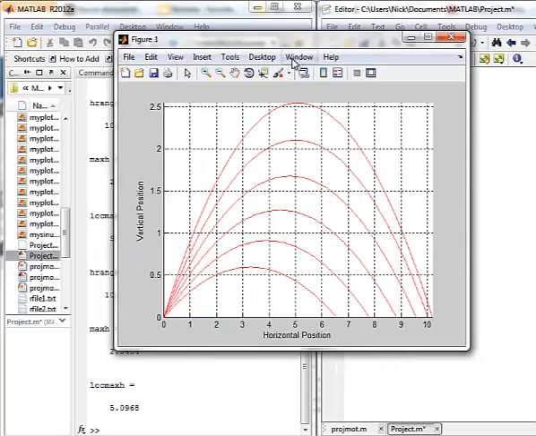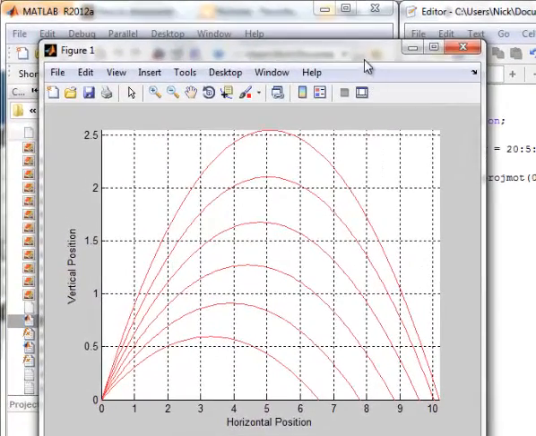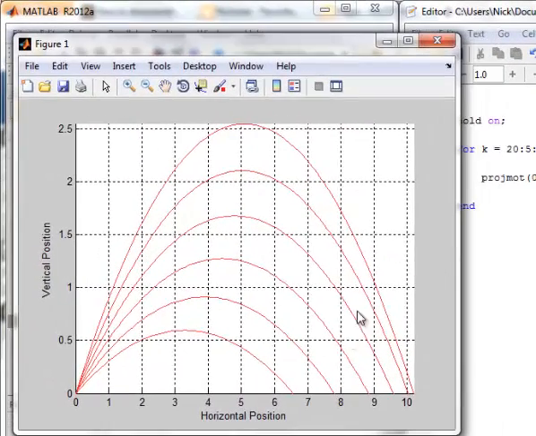So this is a graph of all of the different projectile motions given the exact same initial position and velocity. And so one of the things that the physics of projectile motion tells us is that a 45-degree angle is the optimum for horizontal range. And that's the last curve that was generated on this graph. And so you can see smaller angles.